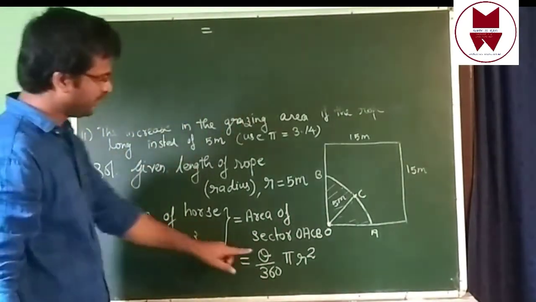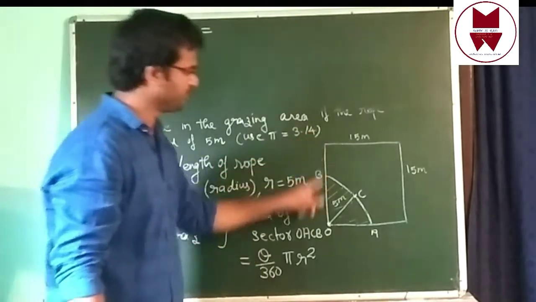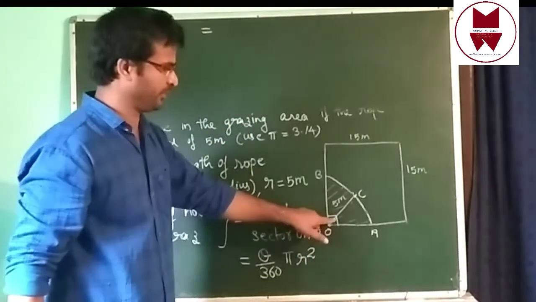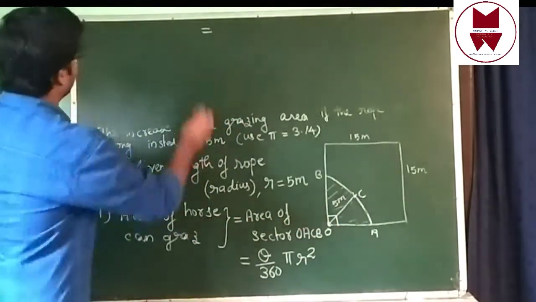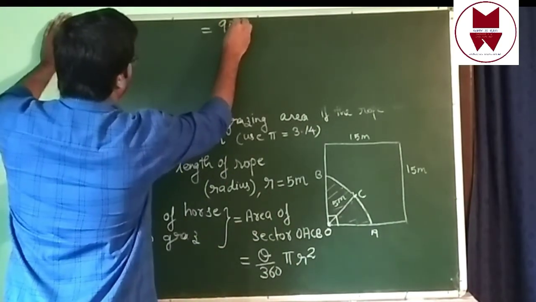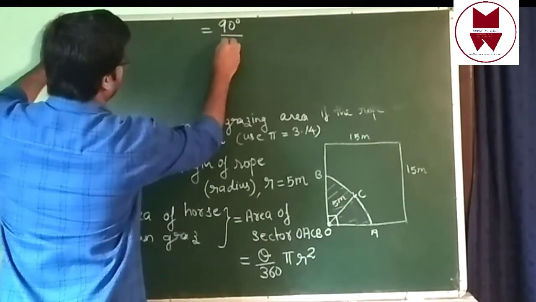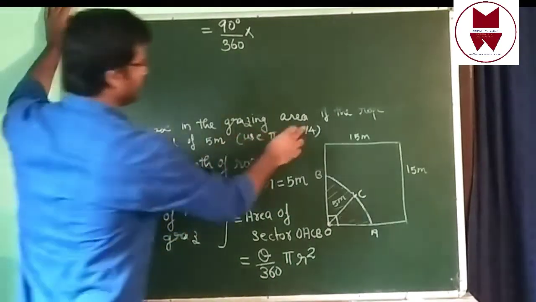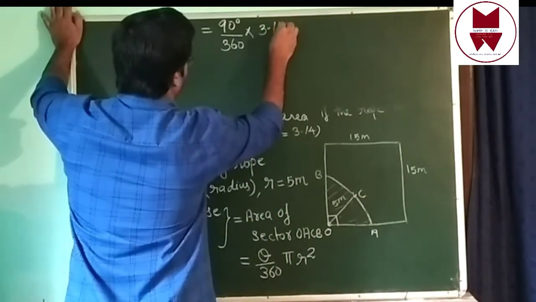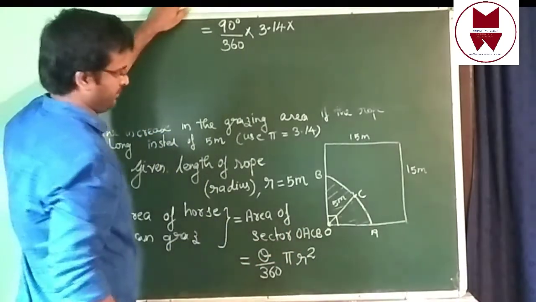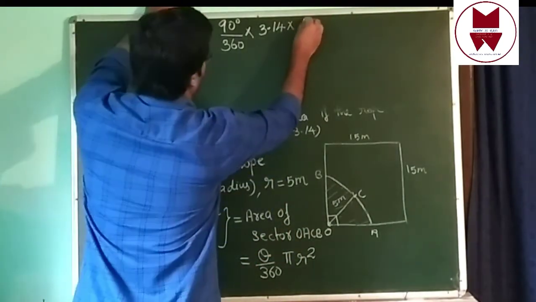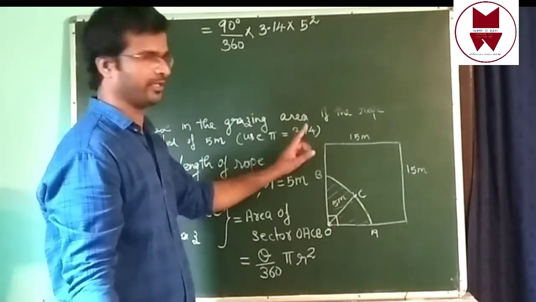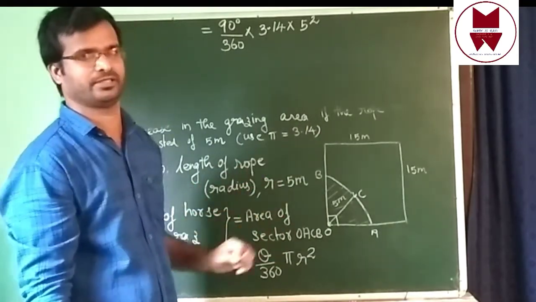Now theta is there. What is the value of theta? From this figure, this is sector OACB, and this is theta. Theta is how much? Automatically you know that it is 90 degree only, isn't it? Then theta is 90 degree divided by 360 into pi. Pi is already given in the question, that is 3.14, into r square. The radius we have written is 5 meter, so 5 square. In this question, don't take 22 by 7. You have to take 3.14 because pi is already given here.